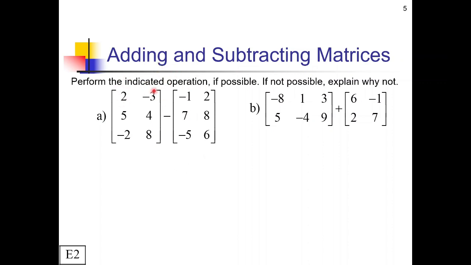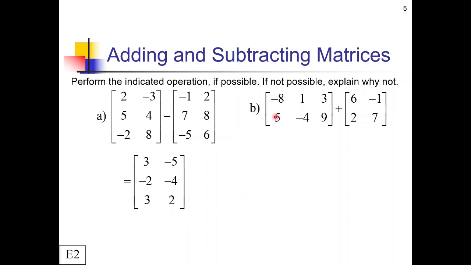So we've got 2 minus -1, which is 2 plus 1, or 3. And then we have -3 minus 2, so that's -5 in the upper right there. And then we've got 5 minus 7, so -2. 4 minus 8 gives us -4. -2 minus -5, plus 5, is going to be 3. And then 8 minus 6 is 2.